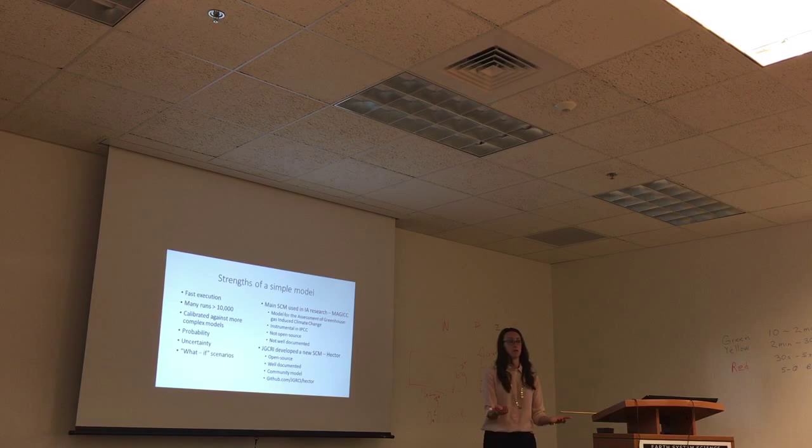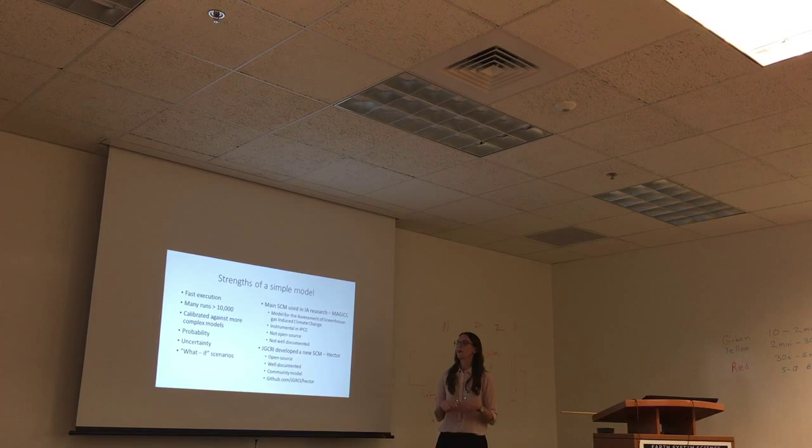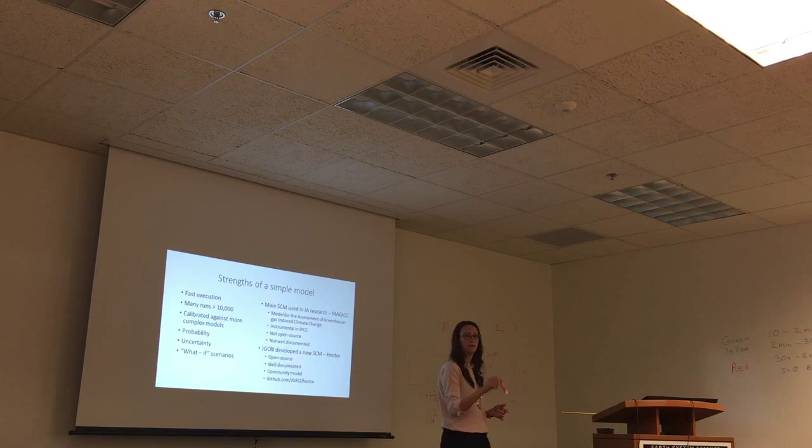So some of the strengths of a simple climate model is that they can be executed fast. Again, they're easy to use. You can have many runs. You can run them 10,000 times. If it only takes a few seconds, that's 10,000 seconds. They can be calibrated against the more complex models. We can make them look like those large-scale Earth system models with all of this complexity. Simple climate models we can use for probability and uncertainty analyses.